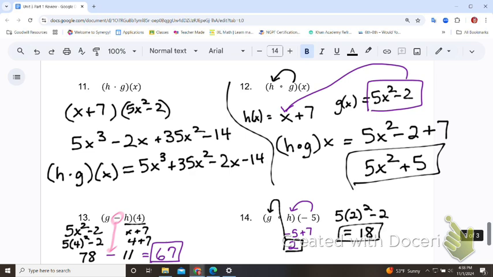And notice for these, we get final answers that are numbers. So if we are evaluating the function at this number, then our answer is a number. It no longer has x's in the answer.